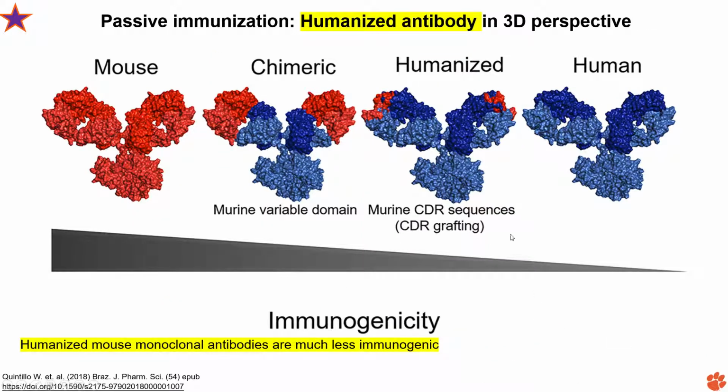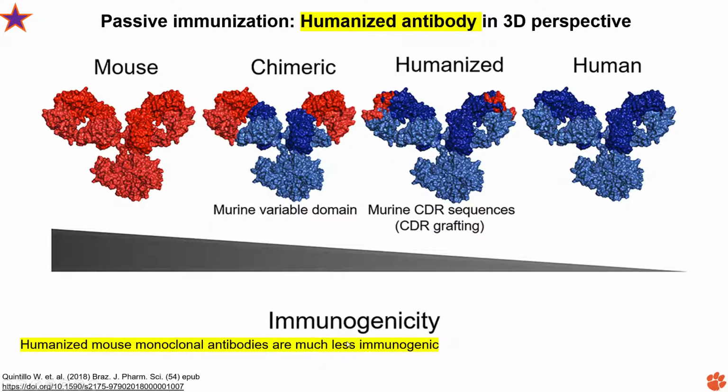You do not have to go into the technicality of that, but just remember that this is the humanized antibody, with the murine CDR sequences, which is called CDR grafting. This is where the mouse antibody recognizes the epitopes of the antigen, and all the rest of the scaffolding is human. Humanized mouse monoclonal antibodies are much less immunogenic. You can see the immunogenicity is the highest here and is declining. Of course, there is nothing for human to human.